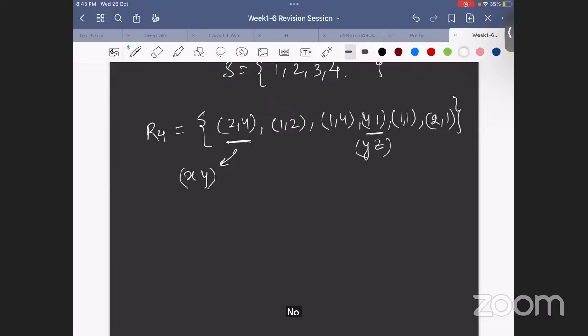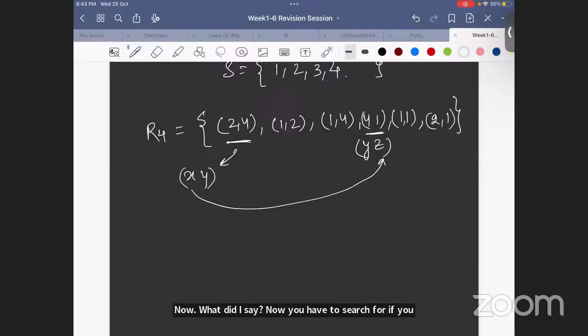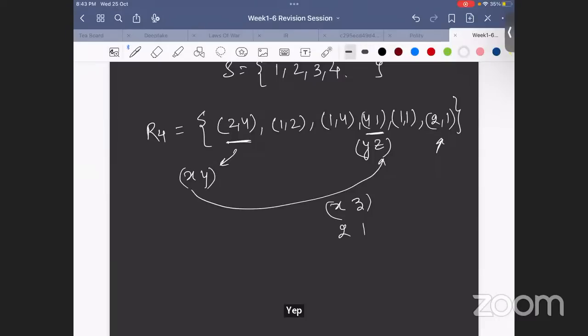Now, what did I say? If you are able to find YZ, then you have to search for XZ. Are you able to find any XZ, where it is 2-1? Yes, sir, it's present here. So according to the first element, it is transitive. According to the first element only.